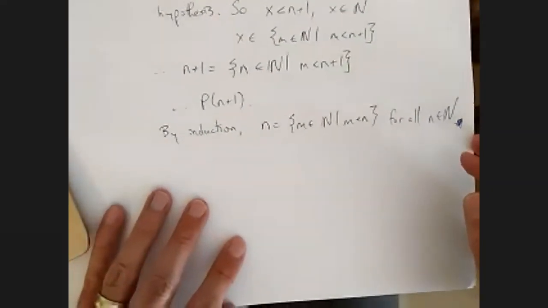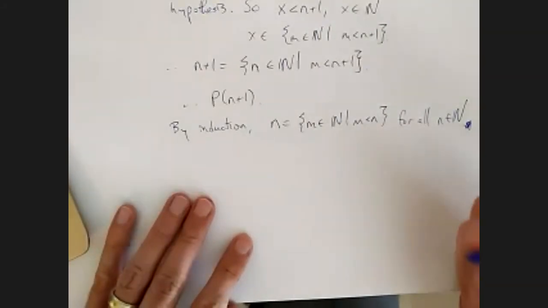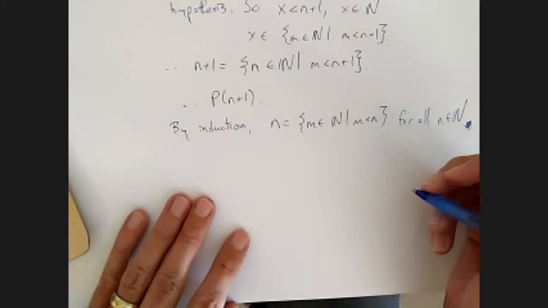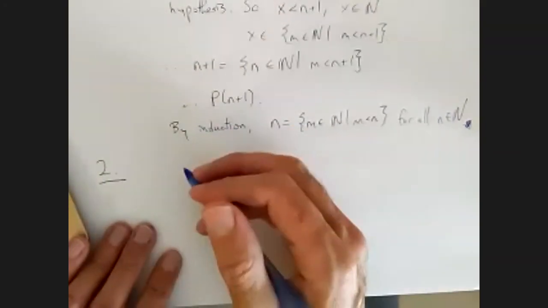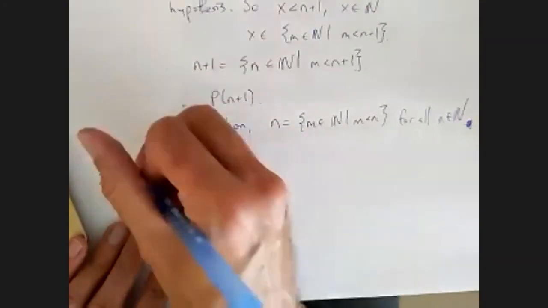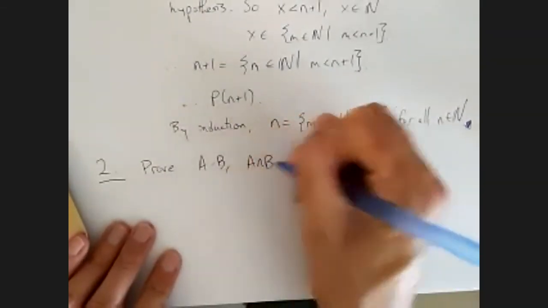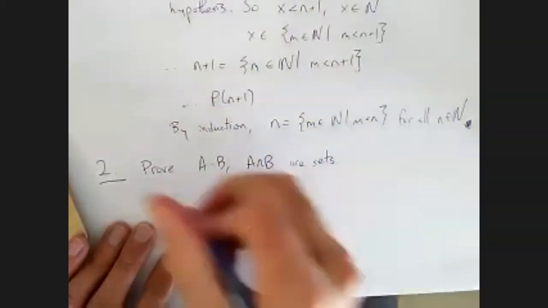Now for the second question. The second question wasn't supposed to be a trick or anything. You can do it in a direct fashion, using De Morgan's law, or whatever you want. We're supposed to prove that A minus B and A intersect B are sets, and then prove this thing like De Morgan's law.